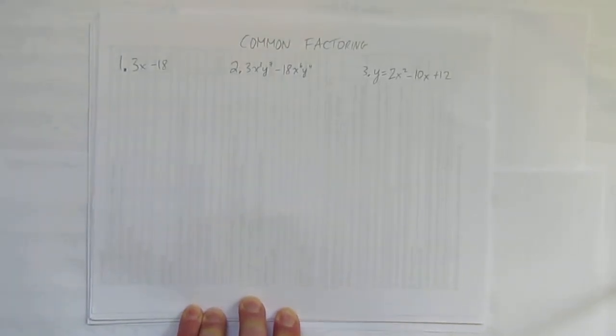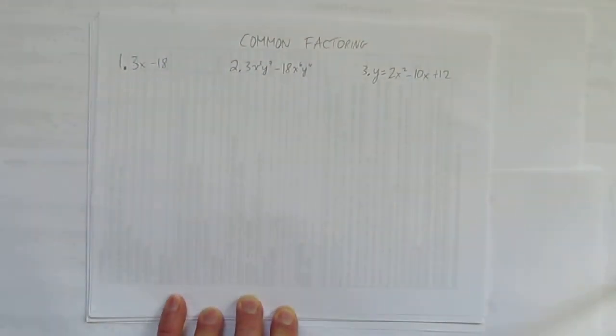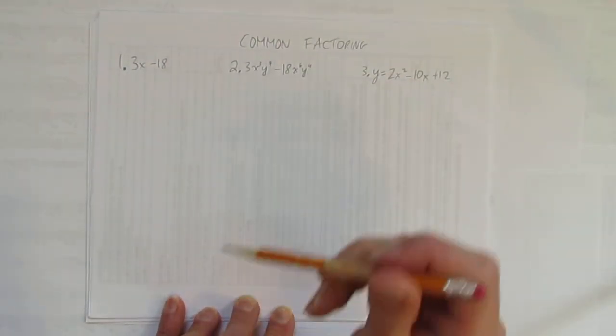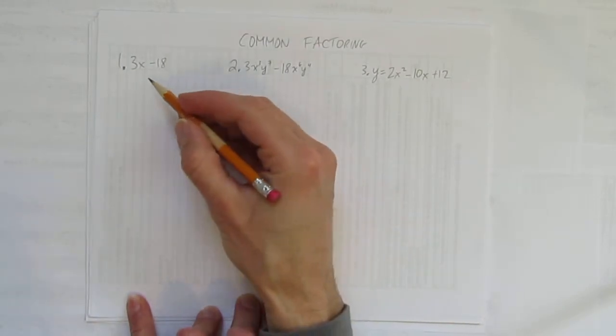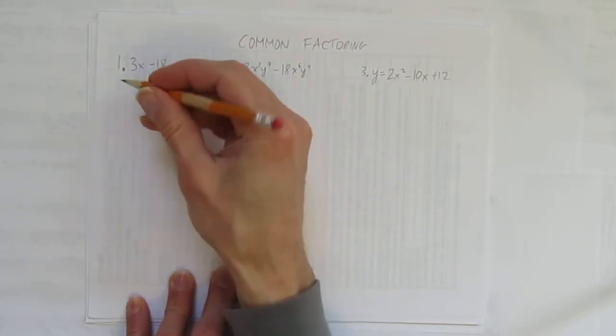In this video, we'll look at common factoring. You should always common factor first. So let's start with a simple one. Question 1 here is just 3x minus 18. How do we common factor that?